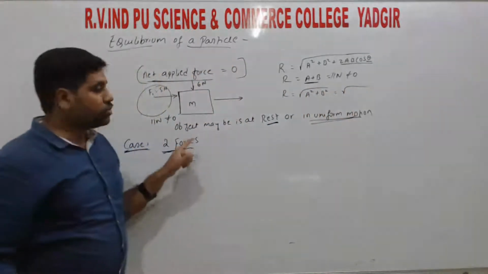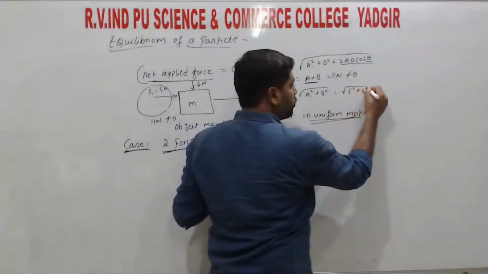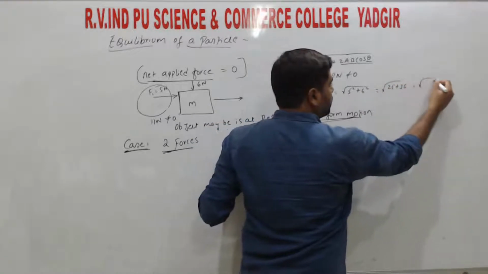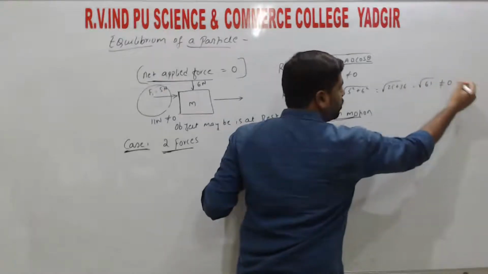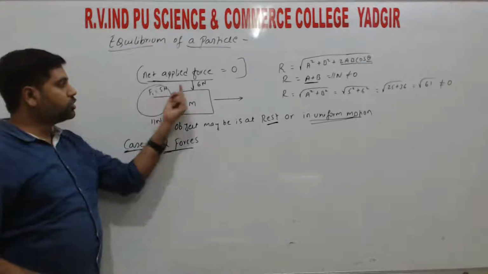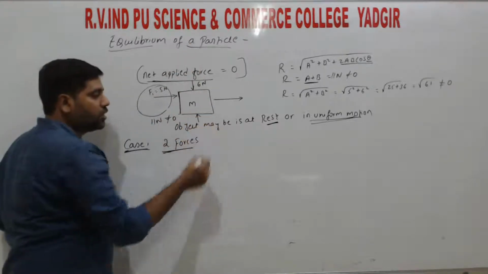So that is equal to the square root of 5 squared plus 6 squared, right? That is 25 plus 36, which equals 61. Again, which is not equal to 0, right? So the horizontal force and the vertical force, either in the upward direction or in the downward direction.